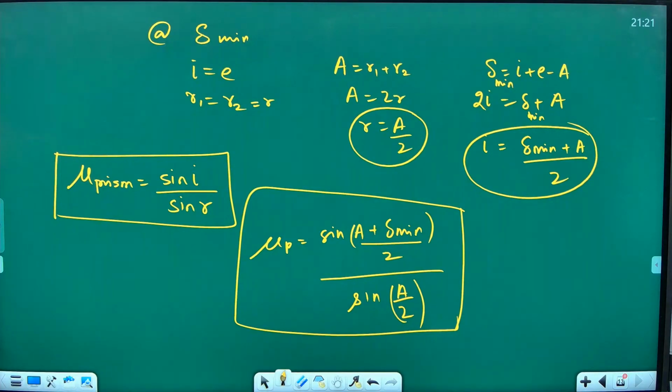If you have done this, after you copy this, you can drop off. We will meet again for the next class where I will teach you refraction by spherical surface. Relation between angle of minimum deviation and refractive index of the prism.